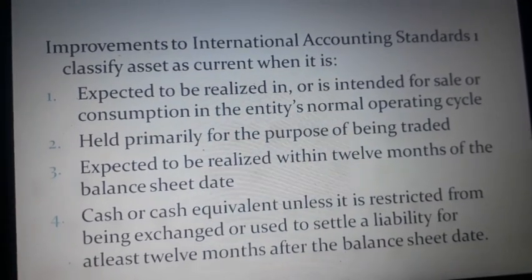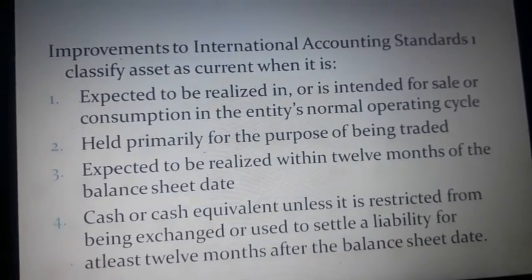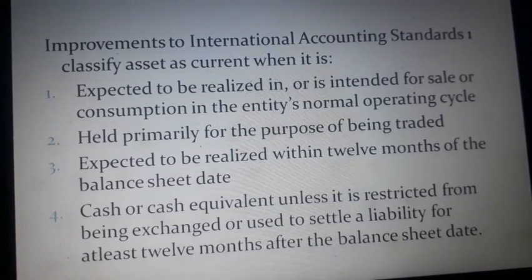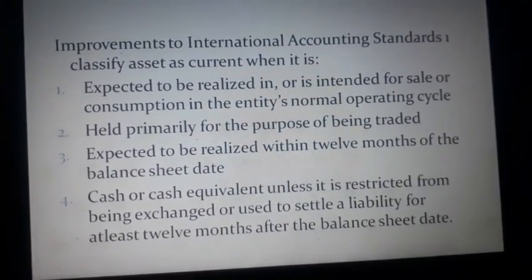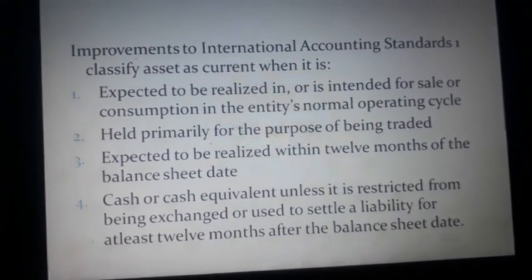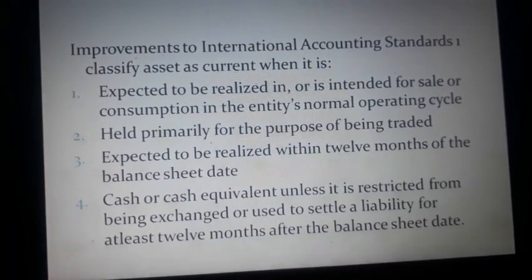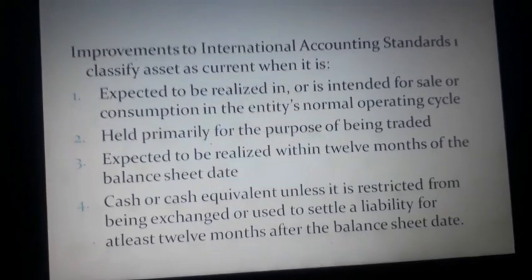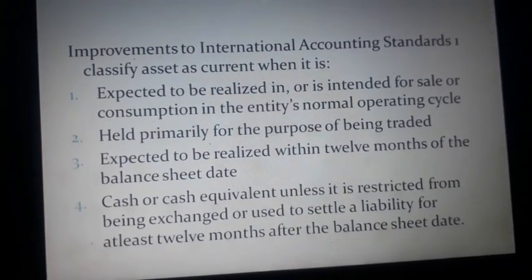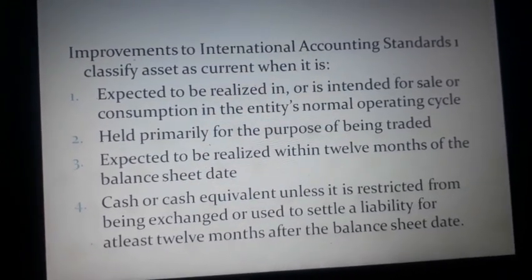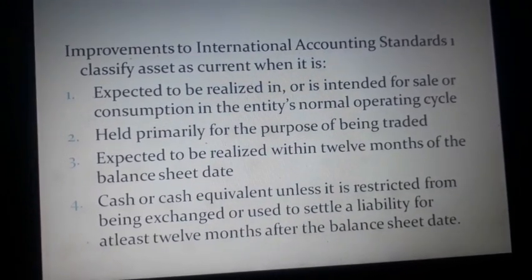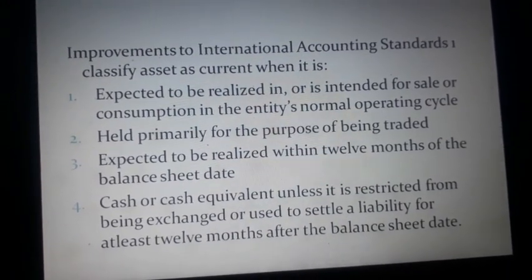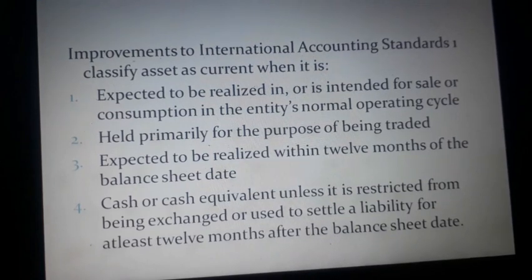So ano pong normal operating cycle ng isang entity? So, we have 12 months. Next, number 2, held primarily for the purpose of being traded. Next, number 3, expected to be realized within 12 months of the balance sheet date. So dapat ang asset po expected na magamit within 12 months.